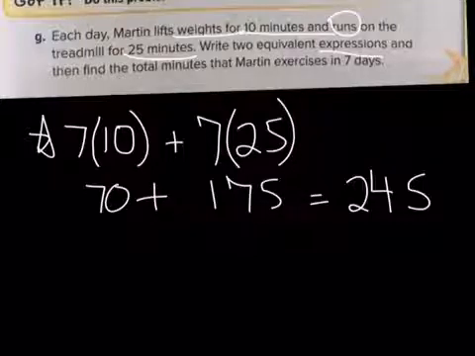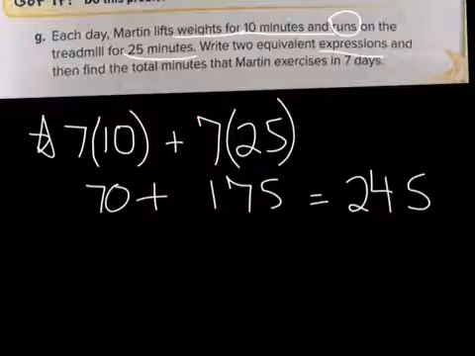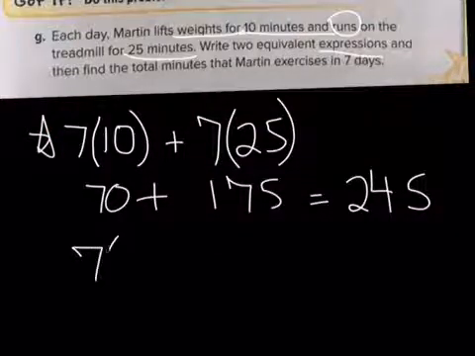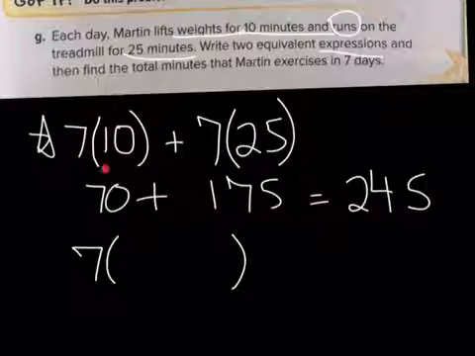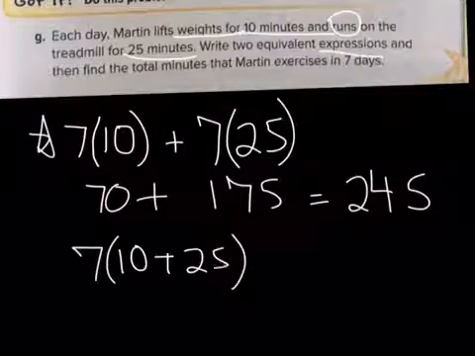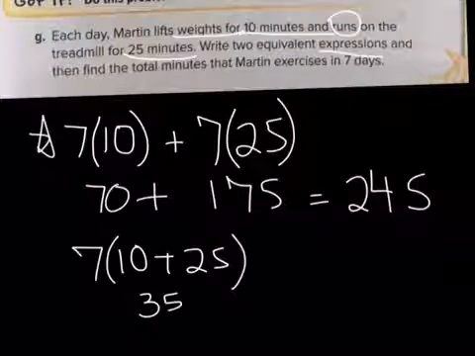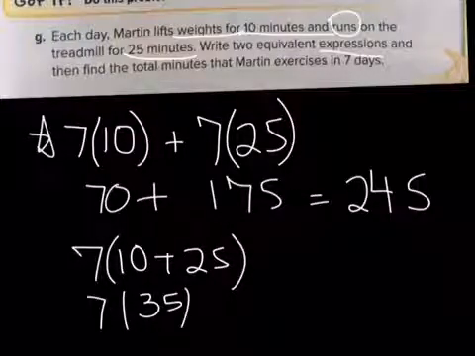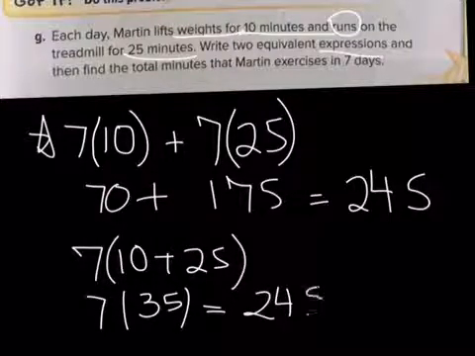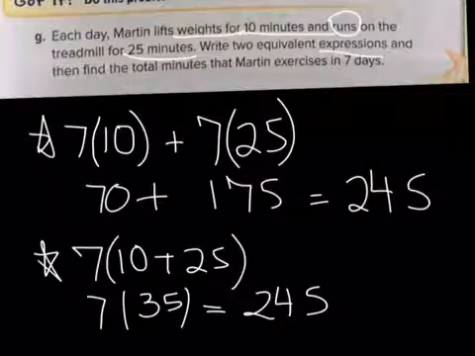And I'm going to do the other one. The other one would be, because I know that the 7 is a common factor between the two, I'm multiplying it here and I'm multiplying here. So it's in both. I'm going to take that 7 right out and put it outside the parentheses. And inside the parentheses, I'm going to put the total time that he does every day, which is 10 minutes plus 25 minutes. And that's going to give me 35 minutes in total, right? And it's times 7. Each day he does 35 minutes for 7 days. And that's also going to give me 245. And there are your 2 equivalent expressions.